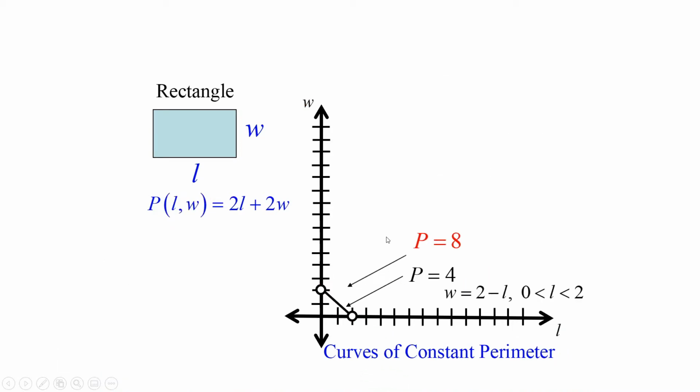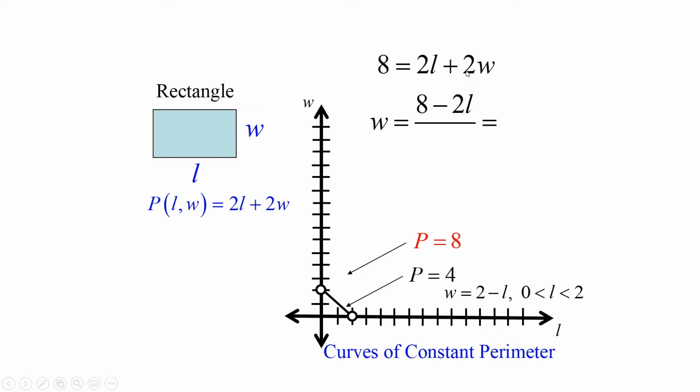So, perimeter is now 8. So 8 has to equal 2L plus 2W. And again, just solve for the W. So W equals, well, the first thing you do is take that 8 and subtract the 2 L's.